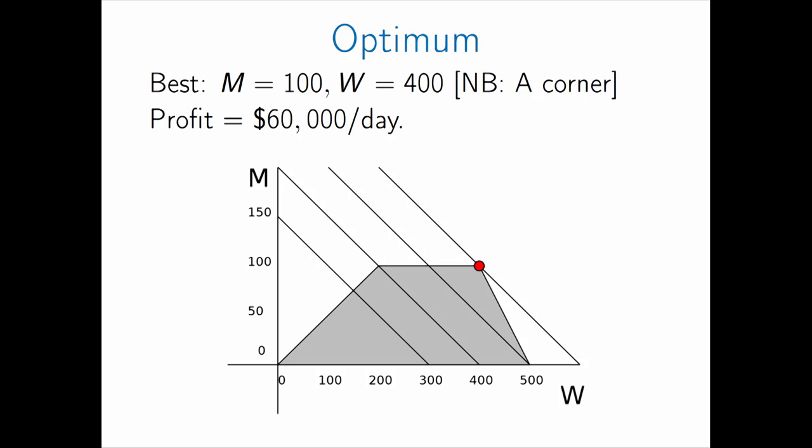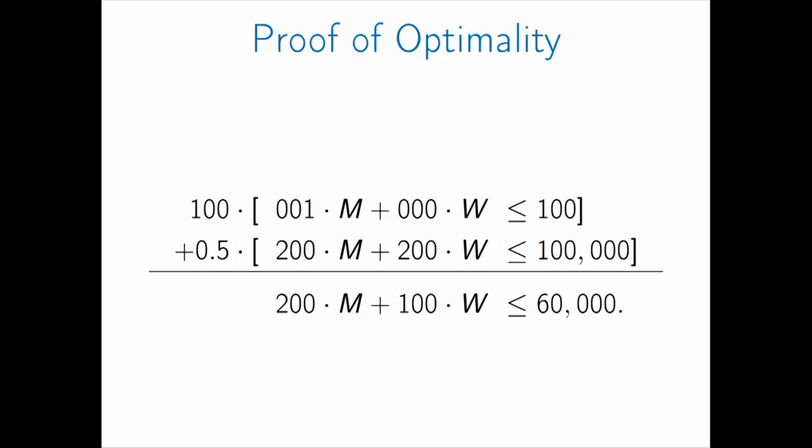Now, it's clear from this diagram that this is the best you can do, but if you actually want to prove it, there's a clever way you can do that. So 2 of the constraints that we have, one of them is that the number of machines is at most 100, and another is that 200 times the number of machines plus 200 times the number of workers is at most 100,000. Now, if we take 100 times the first constraint and add it to 1/2 times the second constraint, what you find is that 200 times the number of machines plus 100 times the number of workers has to be at most 60,000. And that says the profit that we make has to be at most 60,000.